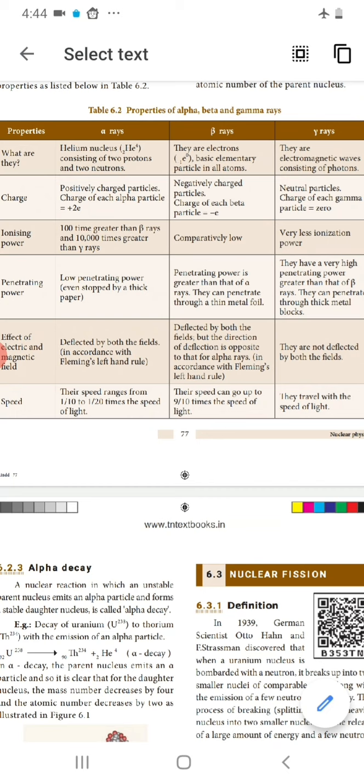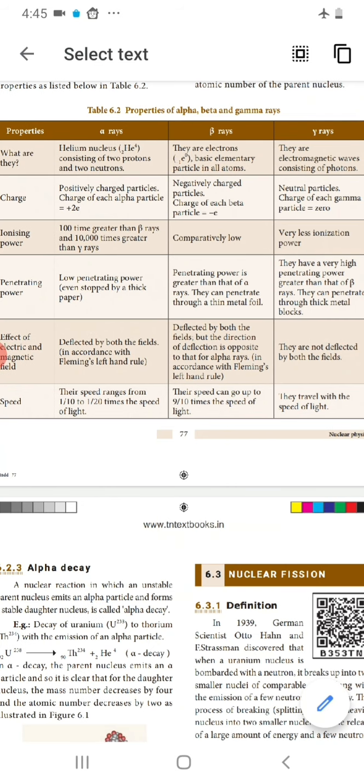Penetrating power is just the opposite: low penetrating power, little high penetrating power, very high penetrating power. For magnetic field, alpha rays are affected by electric and magnetic field, beta rays are affected but in the opposite direction, and gamma rays are not affected. For speed, alpha rays are 1 by 10 to 1 by 20 times the speed of light, beta rays travel at 9 by 10 times the speed of light, and gamma rays travel with the speed of light. So understood the properties. This is a very important 7-mark question: properties of alpha ray, beta ray and gamma ray.